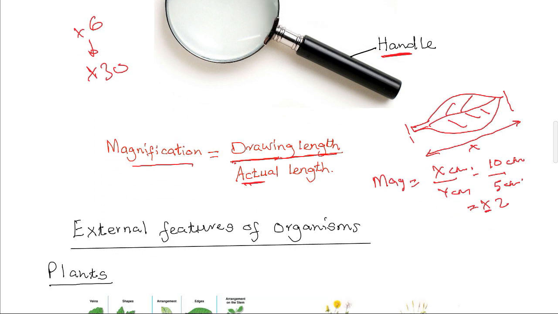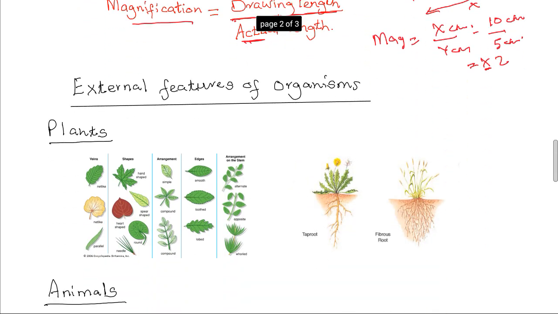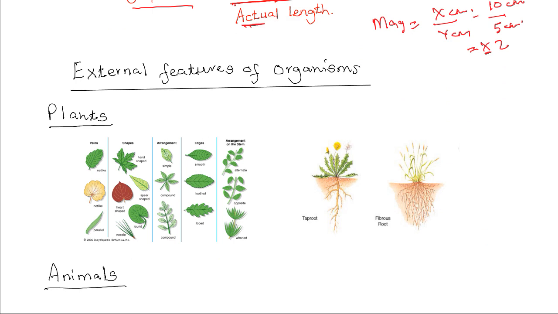Now, we can use the hand lens to observe the external features of organisms, and these features in plants include, when it comes to the leaves, the venation. Some leaves have net-like venation. So you can see these 2 leaves have net-like venations, others have parallel venation. We can consider the shapes of the leaves. Like here we have one that is pear-shaped, heart-shaped, one that is round, needle-like.